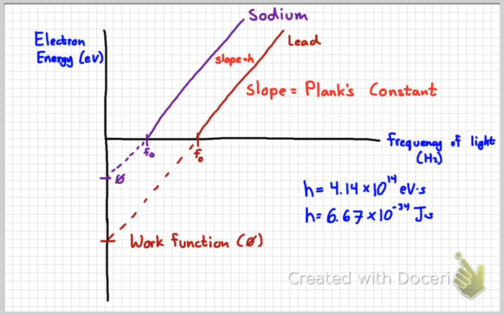The values for Planck's constant, depending on the units you're using, are 4.14 times 10 to the negative 14 electron volt times seconds, or 6.67 times 10 to the negative 34 joule times second. You can see it's a very, very small number. And the size of that number actually determines a lot of the really important properties of the universe.